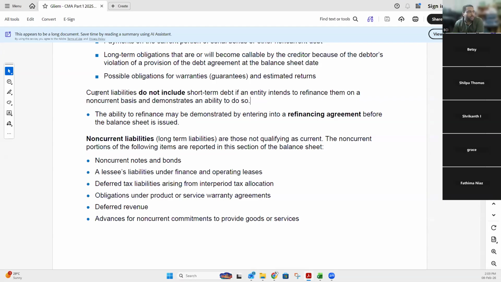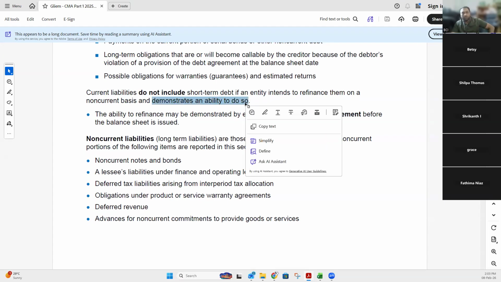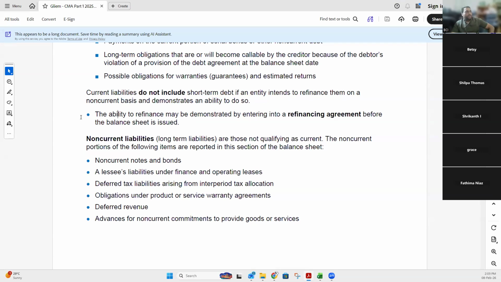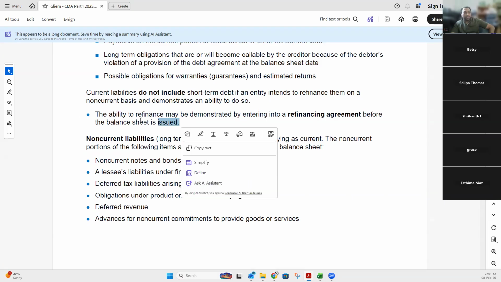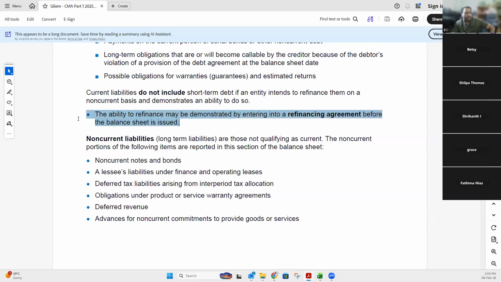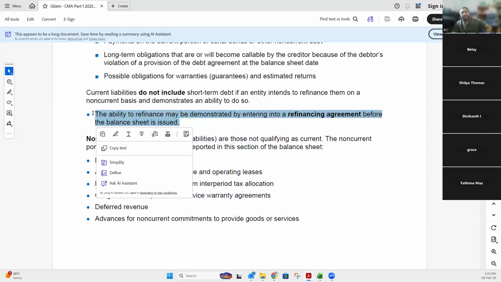So current liabilities do not include short-term debt if an entity intends to refinance them on a non-current basis and demonstrate an ability to do so. The ability to refinance may be demonstrated by entering into a refinancing agreement before the balance sheet is issued. Two things you have to understand: balance sheet preparation and balance sheet issue are different. Balance sheet issue happens only after the auditor signs the statement. Clear?